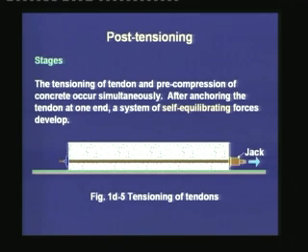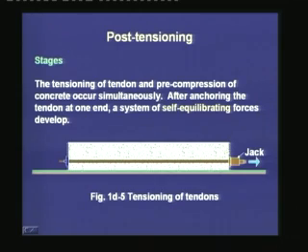In the next stage, the tendon has been passed through the duct, and it has been anchored in one end. A jack has been placed on the other end, and the jack is applying tension to the tendon. Now, as the tension is applied, the concrete will undergo elastic shortening.